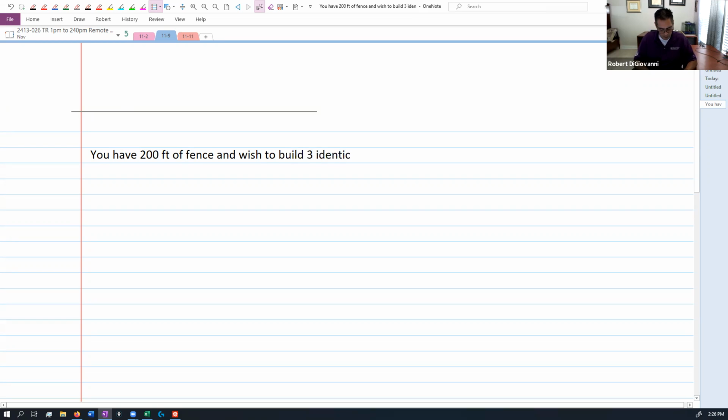All right. So I want you to consider this word problem. You have 200 feet of fence and wish to build 3 identical pens as shown below. What dimensions will give you the maximum area?